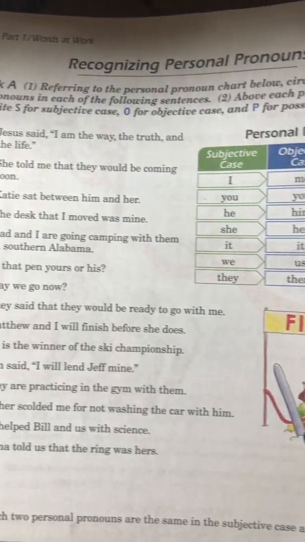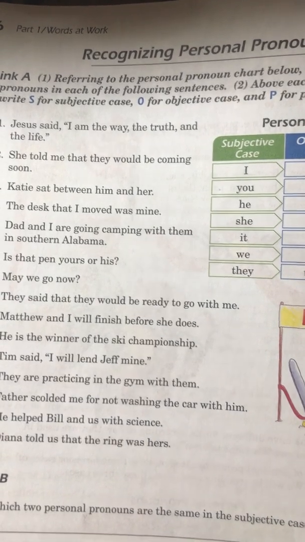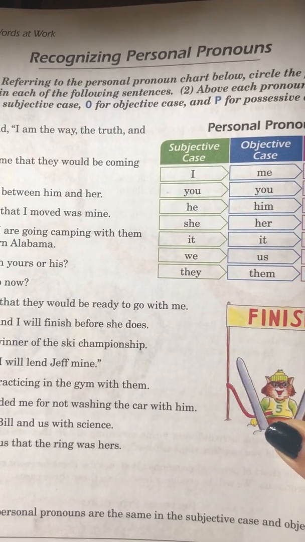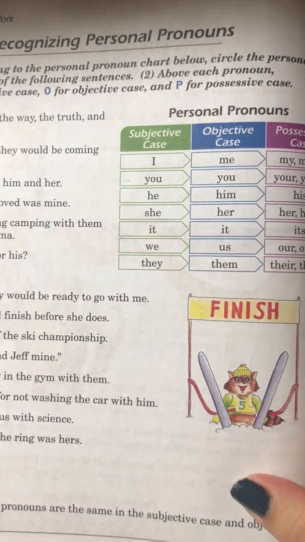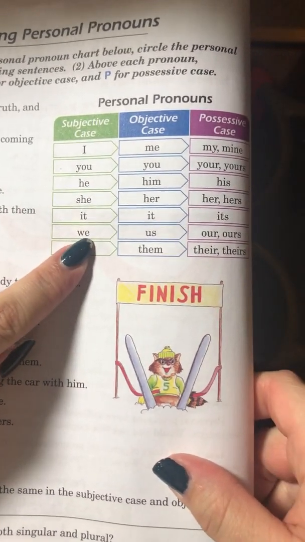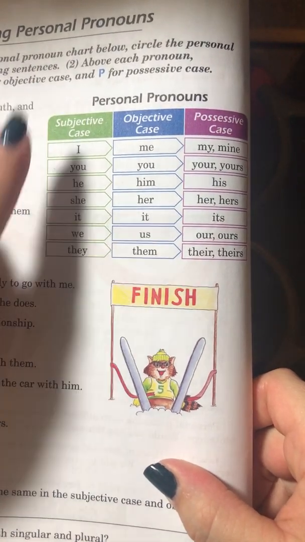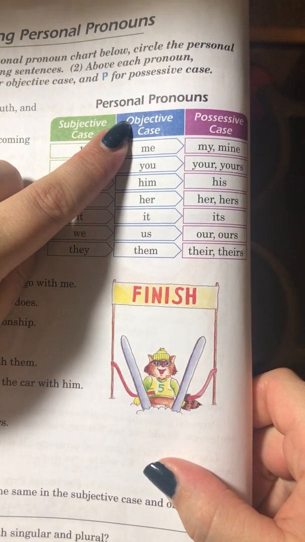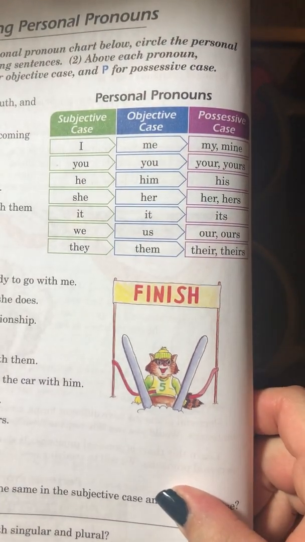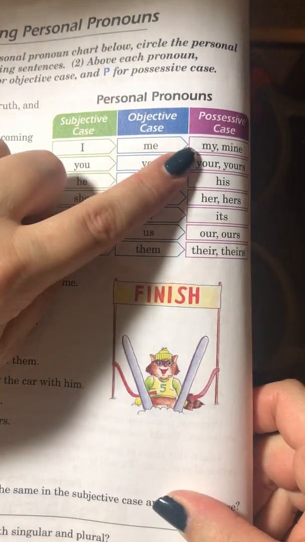And here for our language arts assignment, we are continuing on our pronouns unit. And today for page 66, we are doing recognizing personal pronouns. So what we're going to be doing today is using this chart. So you will see in this chart that you have a column of subjective case, objective case, and possessive case. So you are just learning the kinds of pronouns, whether they're subjective, objective, or possessive.